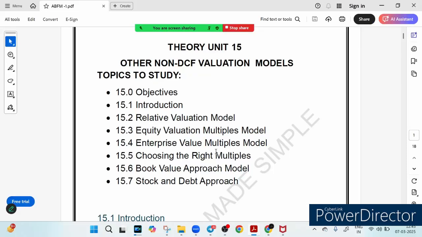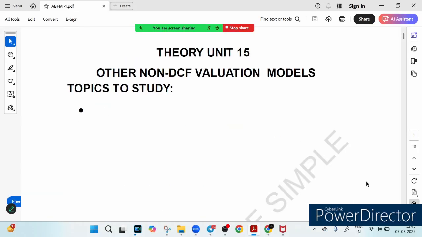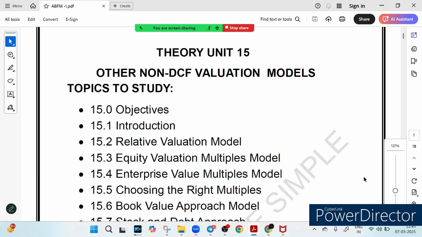This is our unit number 15 theory portion of ABFM, and the chapter name, as you can see, is other non-DCF valuation model. You know what is the meaning of DCF? DCF stands for discounted cash flow method, which we have learned in unit number 14. We have discussed in detail about it. So let's see what are the topics which we have to study.